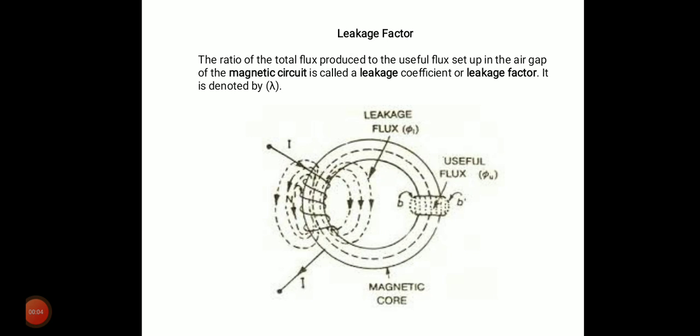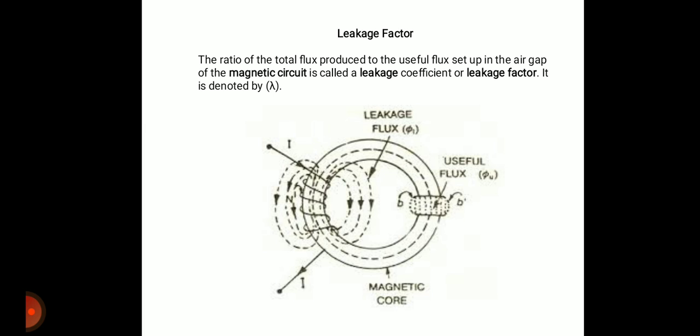In today's lecture we are going to see the leakage factor. As you can see in the figure, there is an electromagnet. One magnetic core is there, and on that magnetic core there is a wire wound.